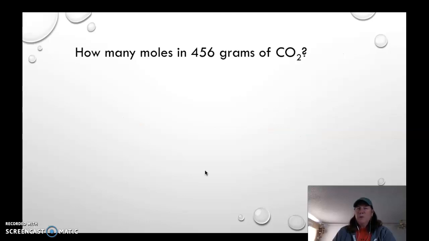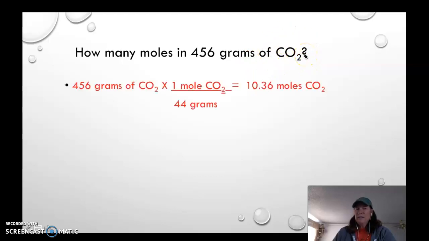How many moles are in 456 grams of carbon dioxide? Okay. Write down what you know: 456 grams of carbon dioxide. Then 1 mole on top and whatever the mass of carbon dioxide is. So write down what you know: 456 grams of CO2. I've got to get rid of grams and I need moles.